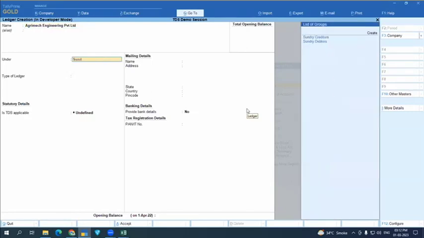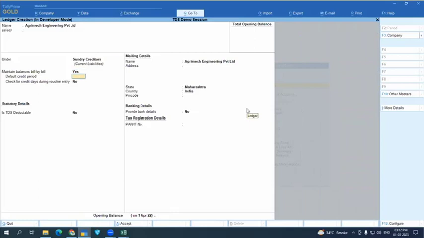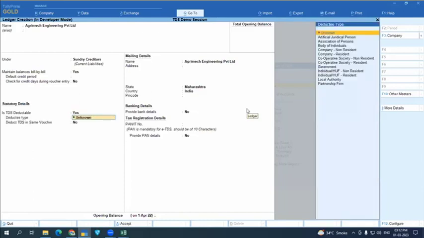selecting here sundry creditors, maintain bill by bill, and these types of settings you can do. Is TDS deductible? Yes. See, confusion is normally in this stage of ledger creation. TDS is deductible for this company, yes or no, you have to select. But that limit is crossed or not, that will be calculated by Tally itself. Don't worry about that.